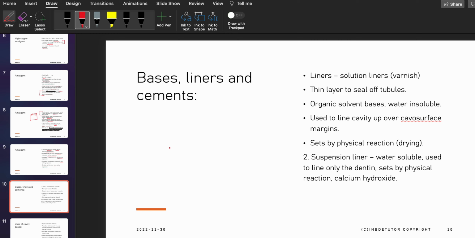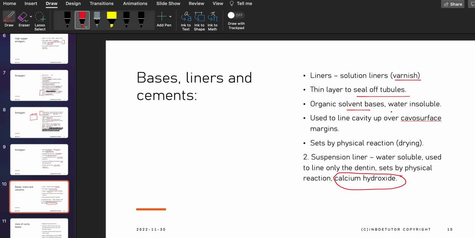Moving ahead, let's talk a little bit about bases, liners, and cements. So what are liners? Liners are basically of two types: solution or suspension liners. The solution liners can be varnish, and the suspension liners can be something known as calcium hydroxide. They are applied in a very small amount, a thin layer, to seal off the tubules. When I say tubules, I mean the dentinal tubules, so that there is no sensitivity.